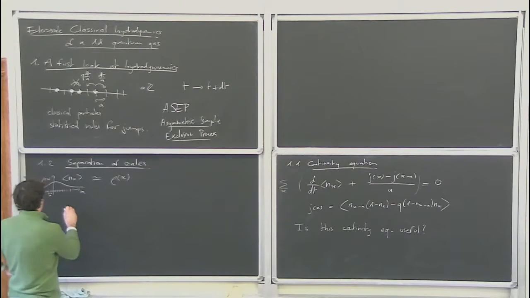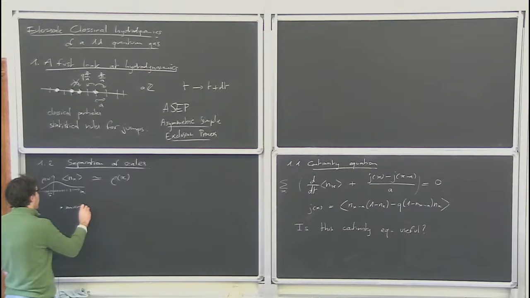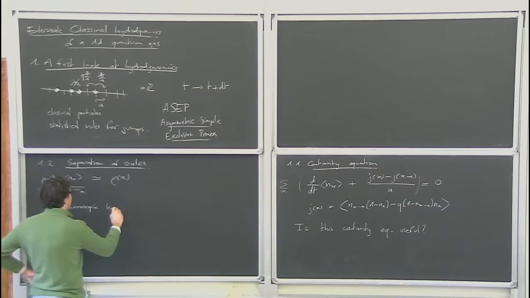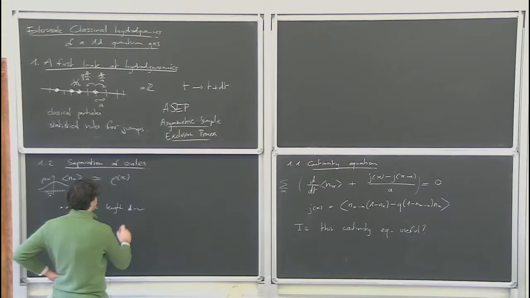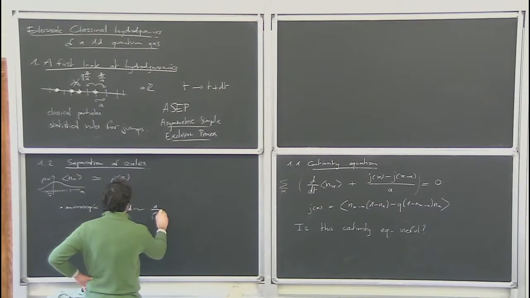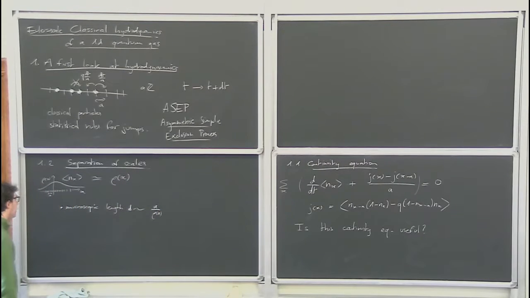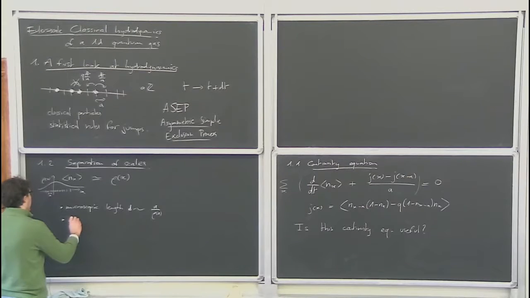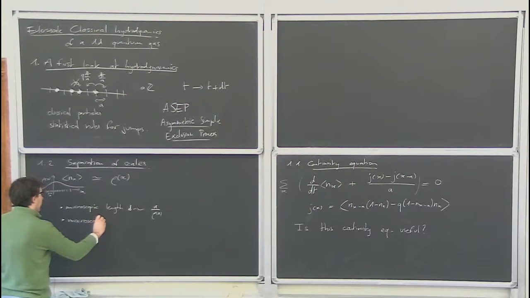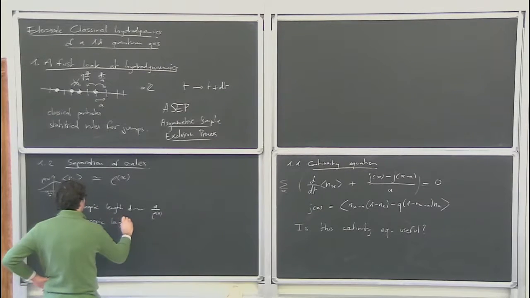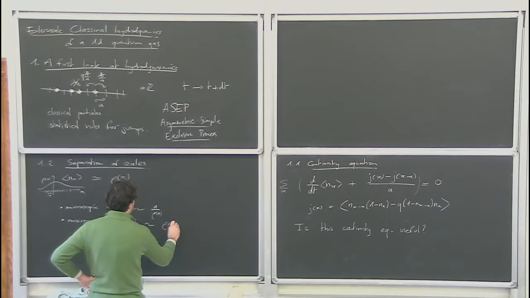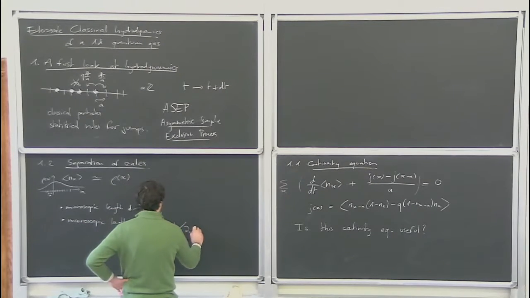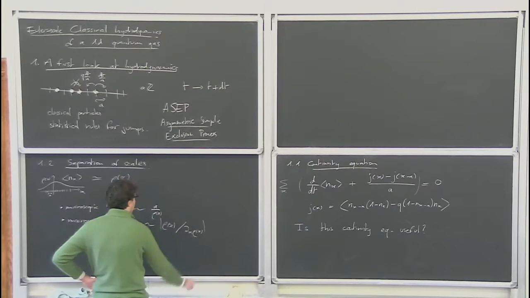Okay, so then there are two scales in the problem. One is the microscopic length scale, which you may take as typically the interparticle distance, which is going to be A divided by rho in these notations. And then there's a macroscopic length scale, which is the typical length on which the density varies, and this we can estimate to be of order rho divided by the absolute value of dx rho.